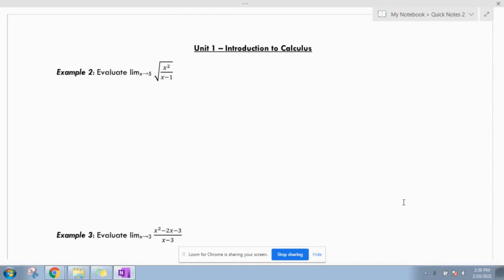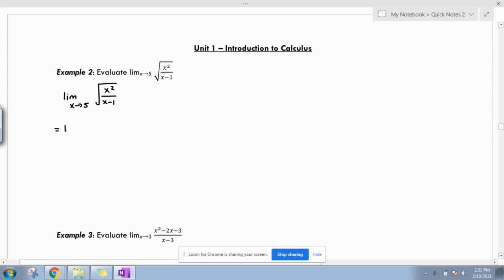All right, let's take a look at example 2. Now for example 2, it says evaluate the limit as x approaches 5 for the square root of x squared over x minus 1. We're going to break this apart again using our limit properties. So I'm just going to rewrite my question out again. I have the limit as x approaches 5 for the square root of x squared over x minus 1. Now, more importantly here, we notice that if I plug 5 in for x, it's not going to cause us any trouble.